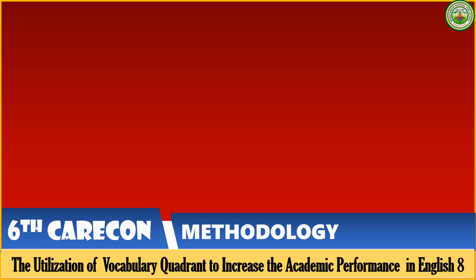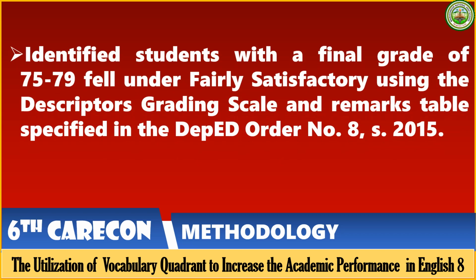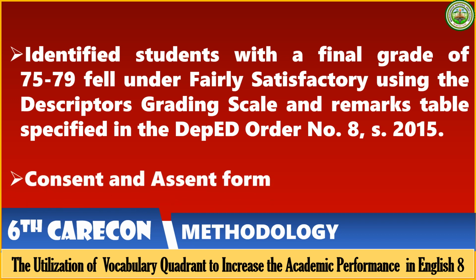2021 to 2022 in English, there were identified students with a final grade of 75 to 79, which fell under fairly satisfactory using the descriptors grading scale and remarks table specified in the DepEd Order No. 8, Series 2015. Learners with low final grade in English 7, on school year 2021 to 2022, were given a parental consent and assent form, and those who have returned them were chosen as final participants of the study. The sampling technique used was purposive.